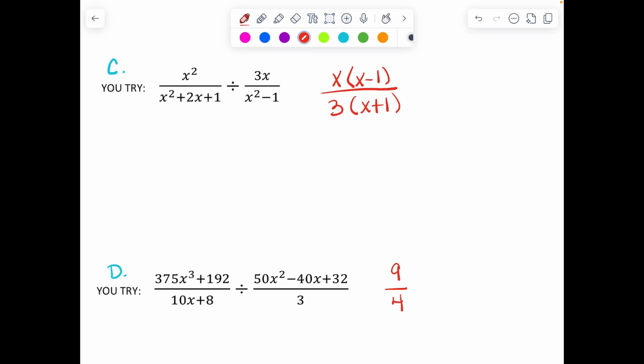All right, for C and D for this section, you can see the answers here. If you didn't get them right, go back and look and see what you did. It's usually a factoring issue, but remember GCFs and make sure you factor correctly.